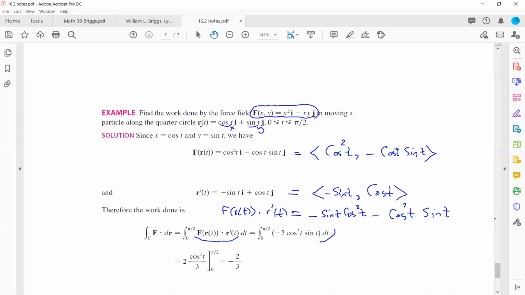Now you can easily take the integral by using u substitution. Let u be cosine t, du is negative sine t dt. So negative sine t dt is du, so you have a third cosine cubed, t ranges between 0 and pi over 2. Don't forget your 2. After simplifying this, you get the work done, which is equal to negative 2/3.